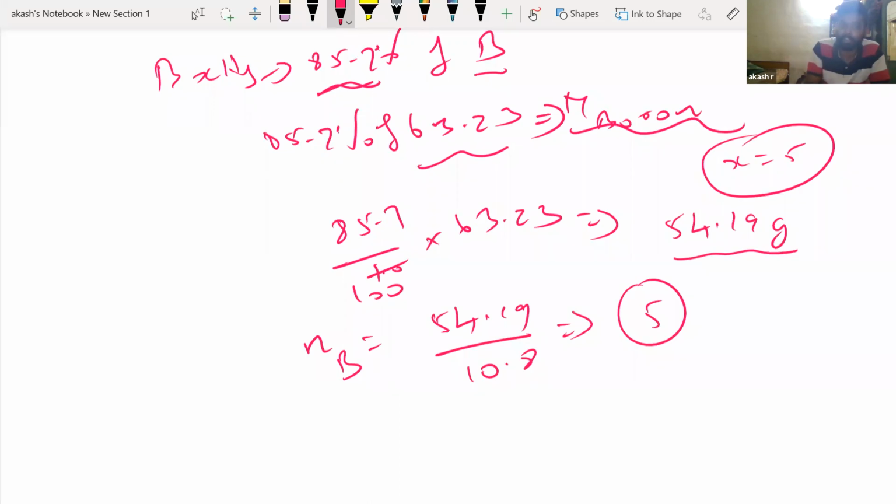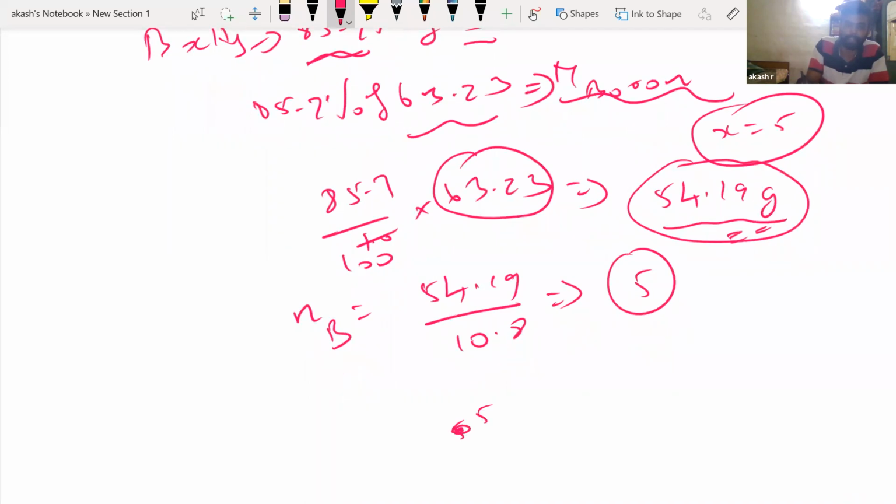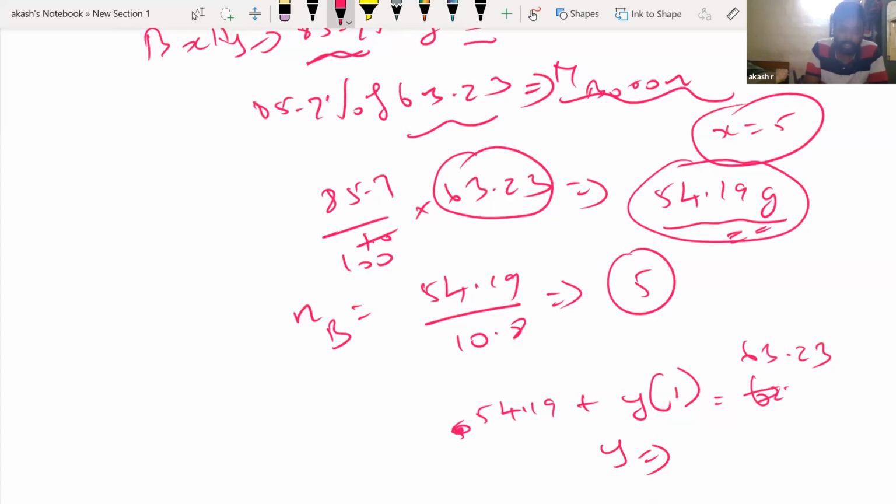That is for hydrogen, right? So out of this 62.23, this much is the value for boron. So I can write it like this: 54.19 plus y number of hydrogen atoms, and each hydrogen atom will have a mass of 1 gram, and that totally should be equal to the total mass, right? So you will find the y value to be approximately 9.23.